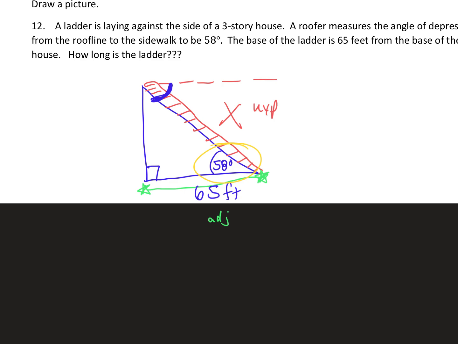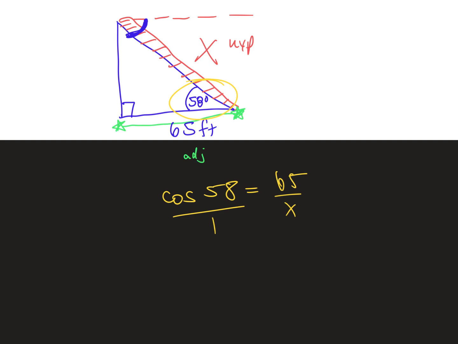TOA. Cosine. That one. So cosine 58 equals 65 over x. You have created a proportion, and now how do we solve this?